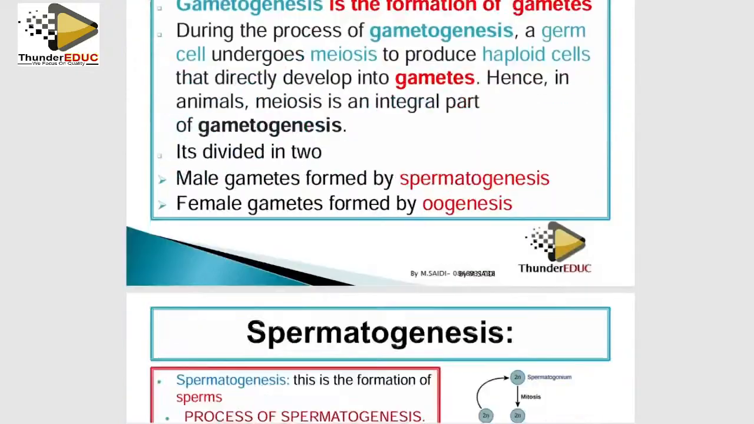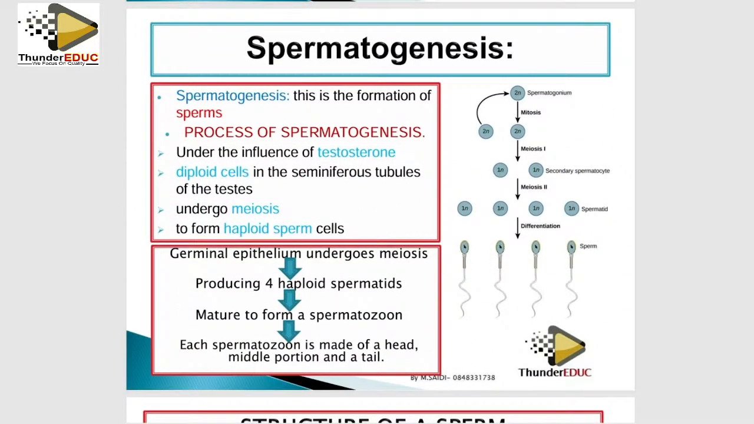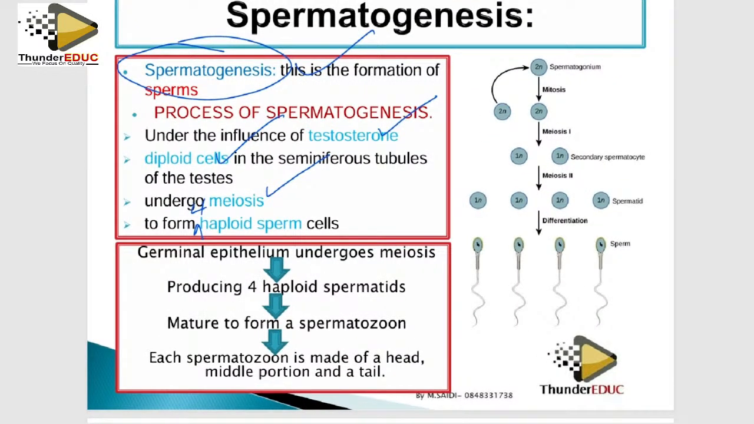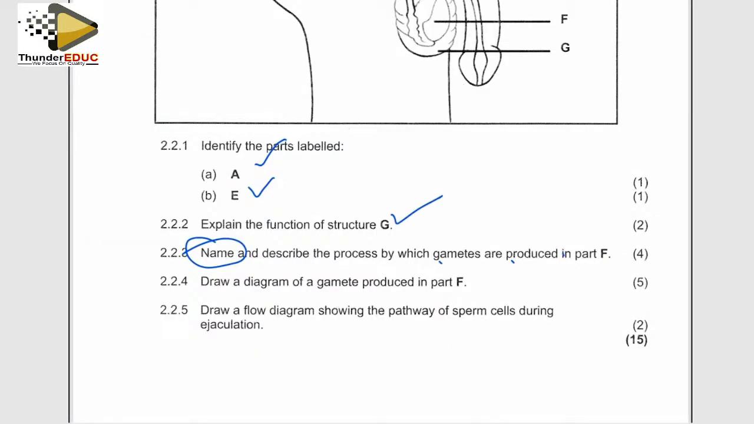This is what I told you: when it comes to spermatogenesis, you just write this. They said name, so basically it is spermatogenesis. That's the first thing you give. Then after that you say under the influence of testosterone, the diploid cells in the seminiferous tubule undergo meiosis to form 4 haploid sperm cells. That's what I told you, guys. Please make sure that you do that. Those who were in my class before, I think you got it right and perfectly. So this one is also done.